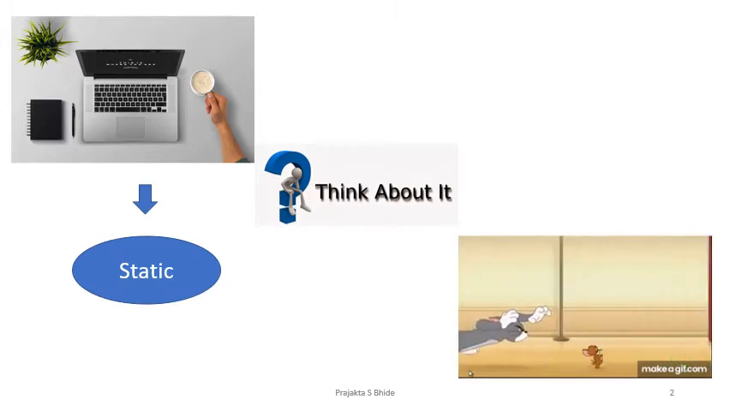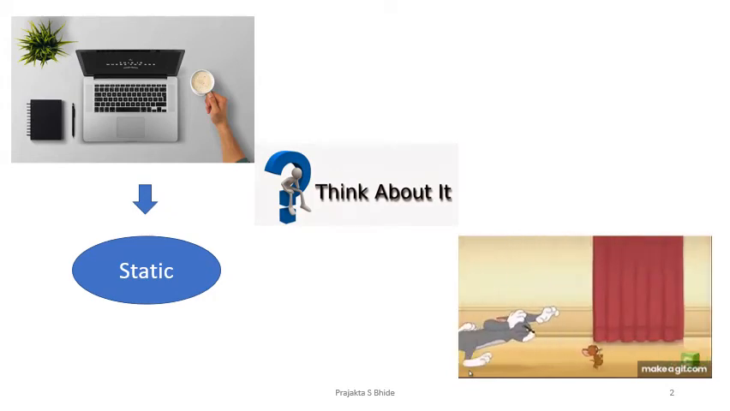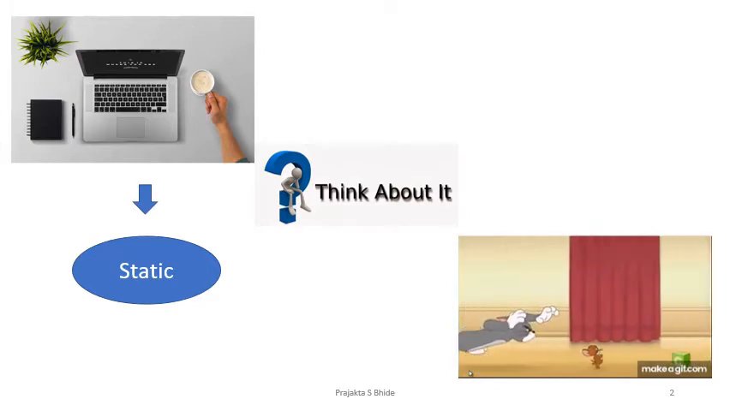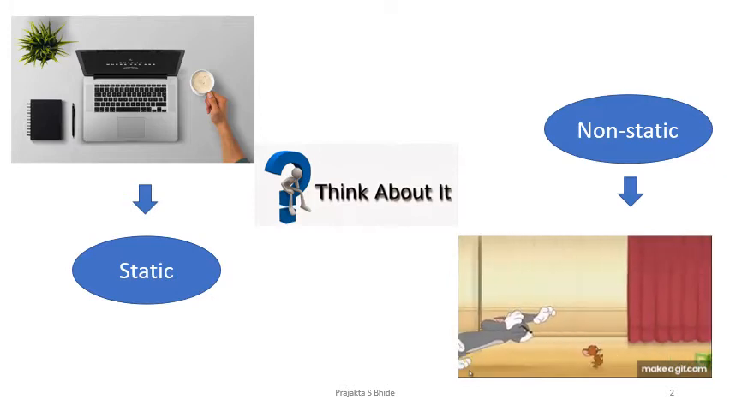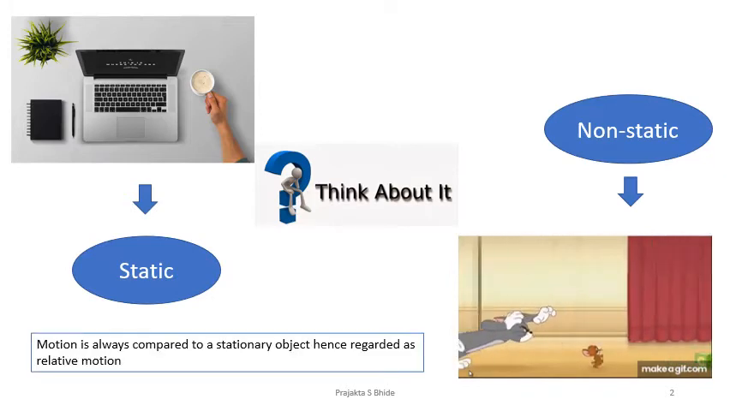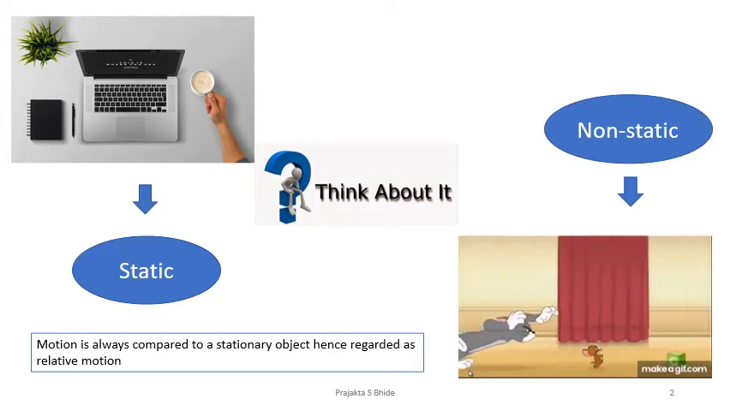In motion, I say the first one where laptop, book, pen, everything is kept, I say that these objects are static, they are not moving, they are at rest. Whereas in the second picture, I find Tom and Jerry running. I say they are non-static, which means they are not stationary, they are not fixed, they are not at rest, they are moving, they are in motion.